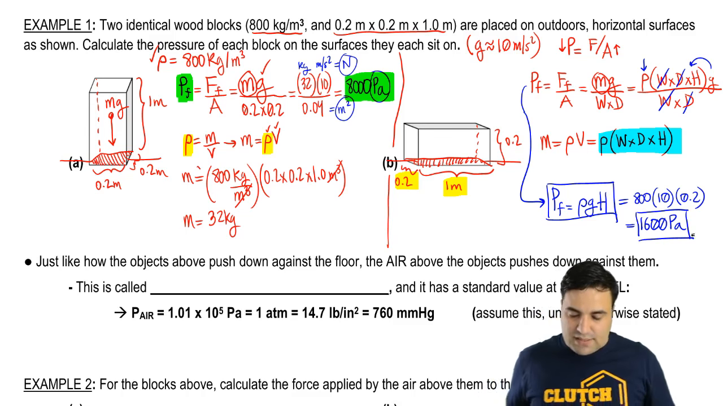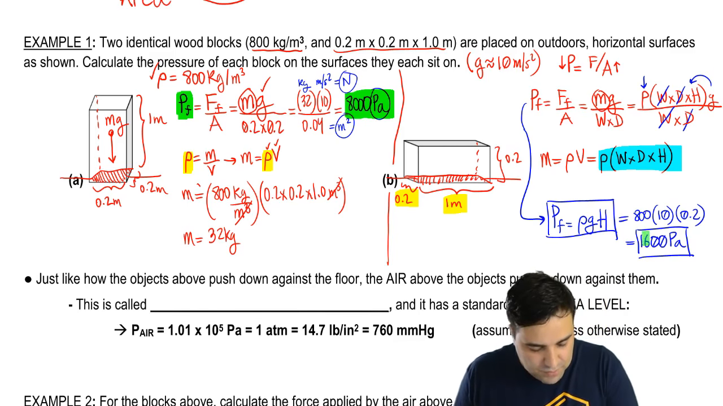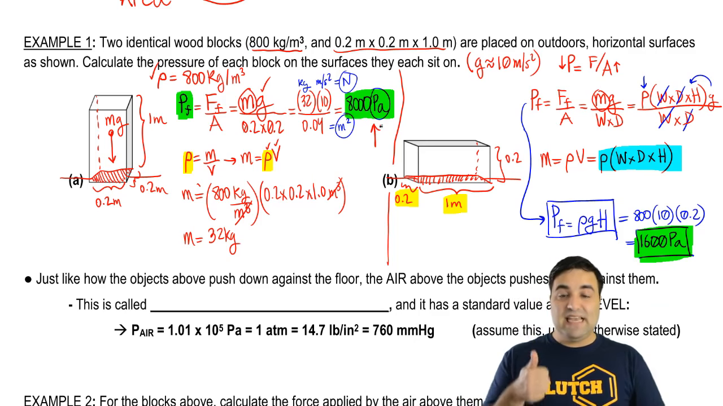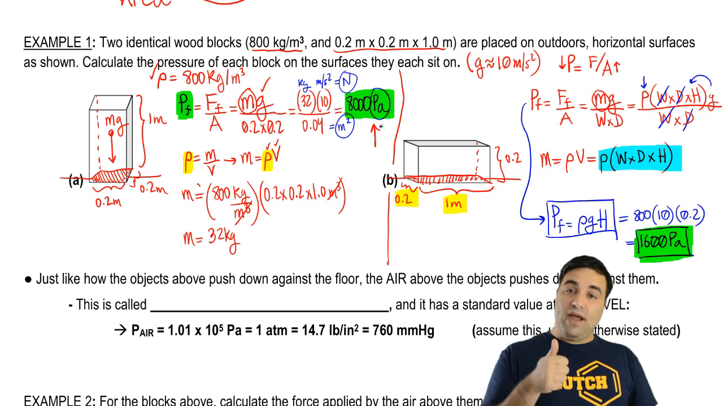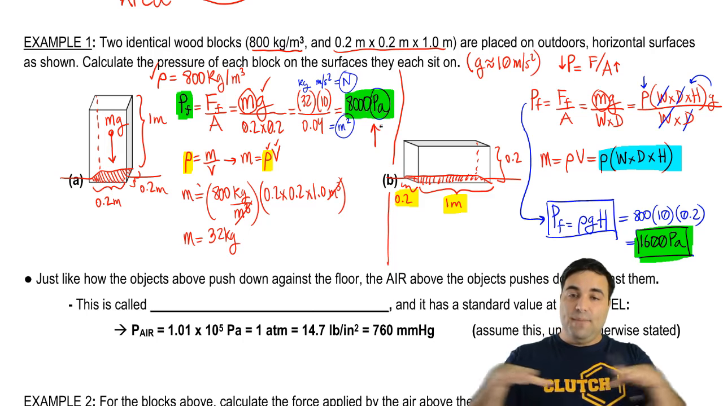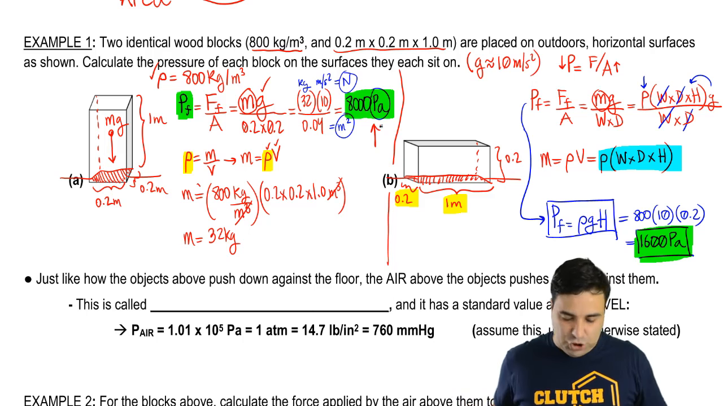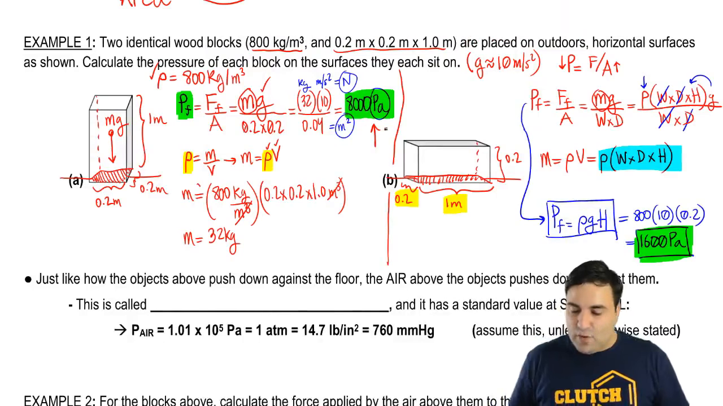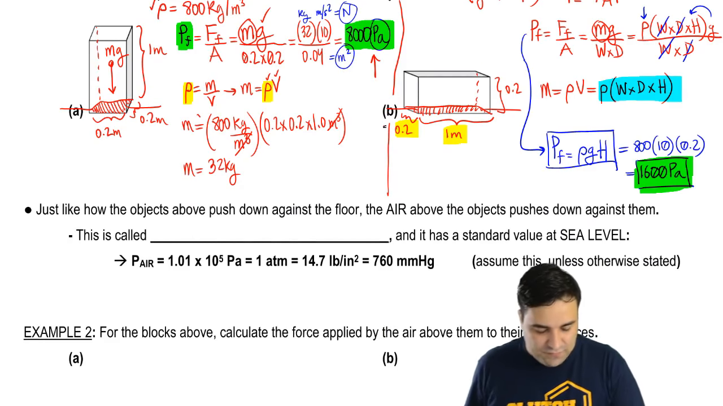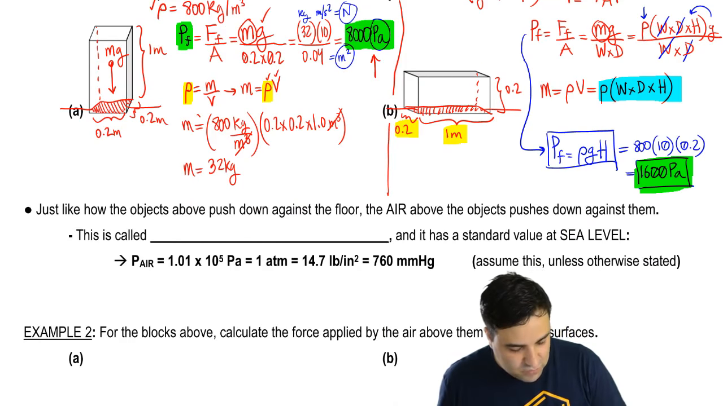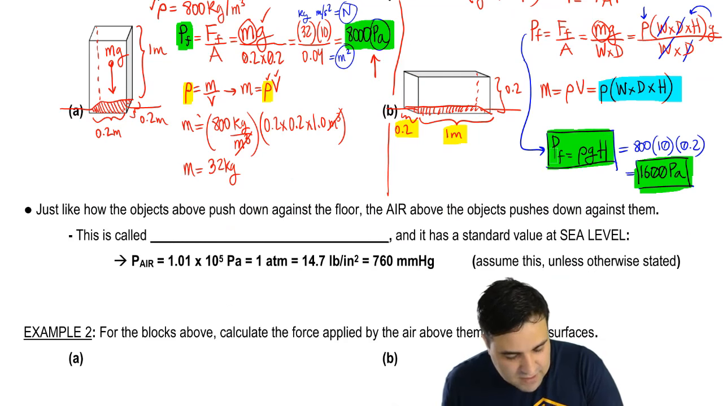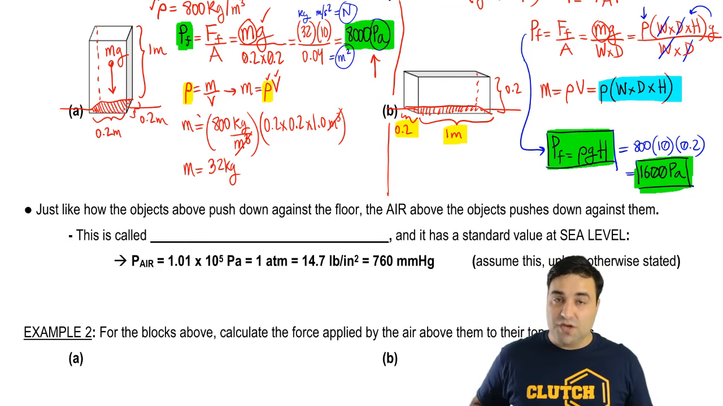And notice that this is a smaller number than the other number over here. And that's because even though it's the same mass, therefore the same weight, it's distributed over a bigger surface area, so there's less pressure. Okay, so that's a quick example of how pressure works and two different ways you can calculate it. And I even sort of showed you or derived this nice equation that you can use. And this equation is going to come back later. So that's good news.